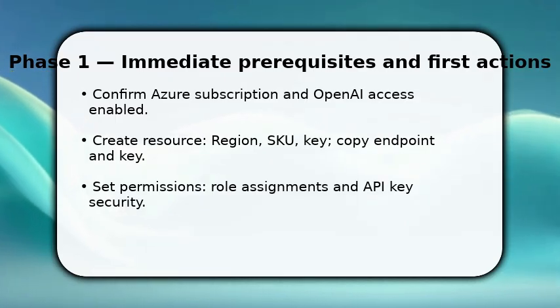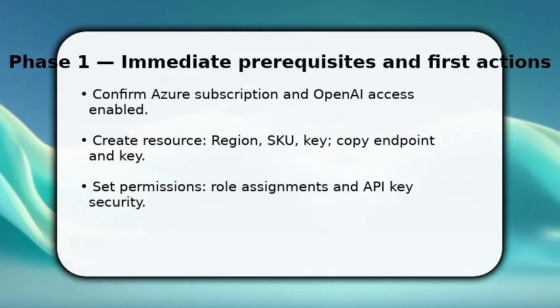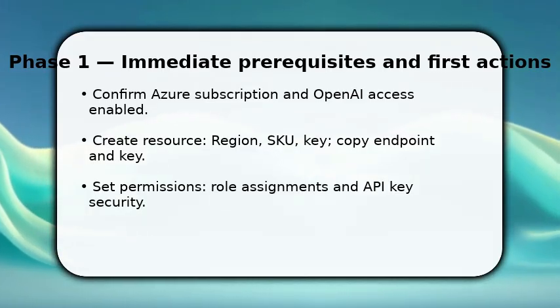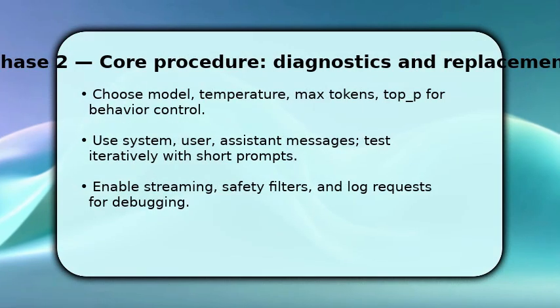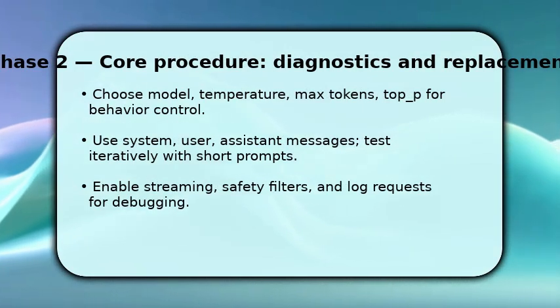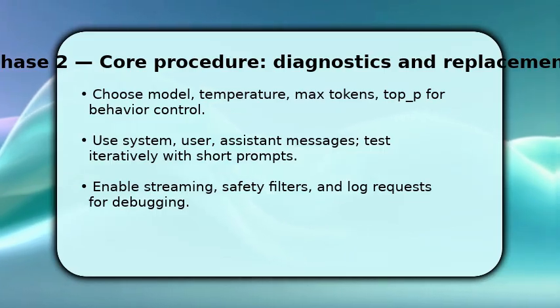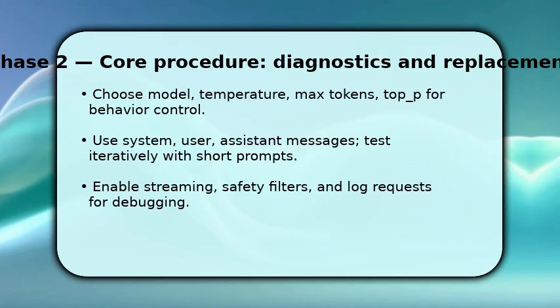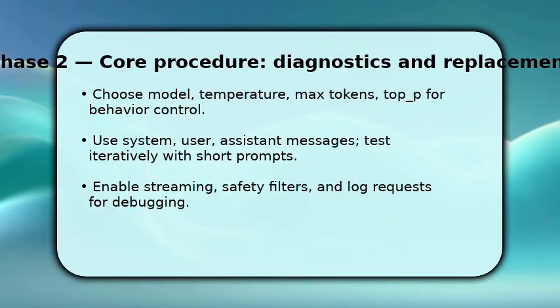This prevents accidental exposure. Now open the Playground and paste the endpoint and key into the connection settings so you can begin crafting requests immediately. Once connected, pick the model and tune parameters like temperature and max tokens to control creativity and length. Lower temperature yields focused outputs. Use the system message to set behavior, then add user instructions and example assistant responses to guide the model.